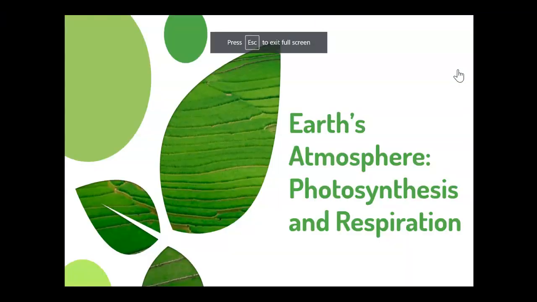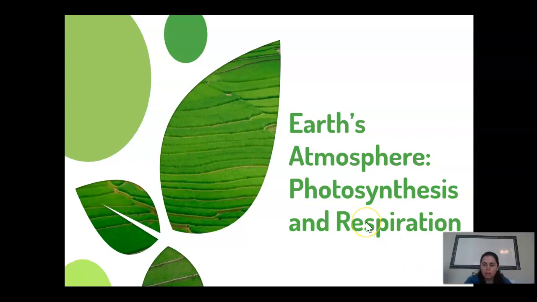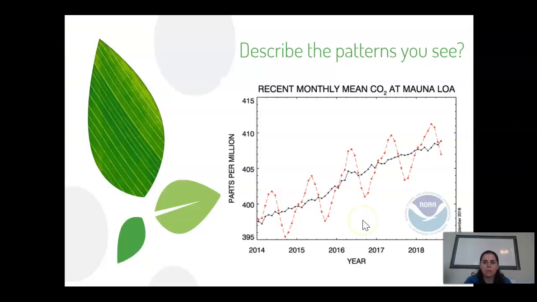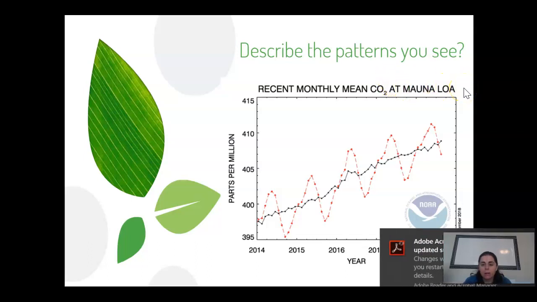Let's look at Earth's atmosphere, photosynthesis and respiration. And I'll put that back up for now. I'll take it off when we need to. So let's look at the first slide, and it says describe the patterns you see. So take a minute, look at it, pause the video. I'm not going to pause for this. The one underneath me is 2019. This is the most recent monthly mean, so average carbon dioxide levels in the atmosphere at Mauna Loa in Hawaii.